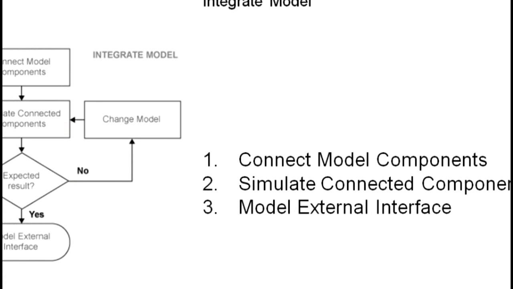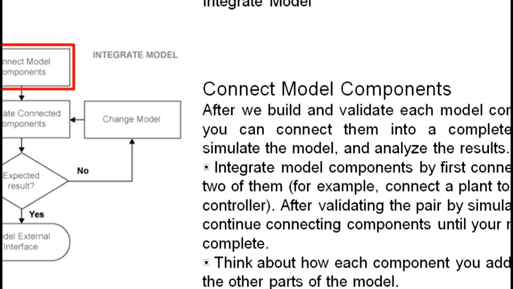Now, integrating the model. There are three steps to integrating the model. We have to connect each of the model components, then we have to simulate these connected components, and we have to model the external interface. Connect model components. After we build and validate each and every model component, we can connect them into a complete set of models. Then we simulate this model and analyze the results.